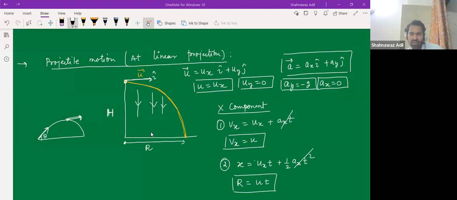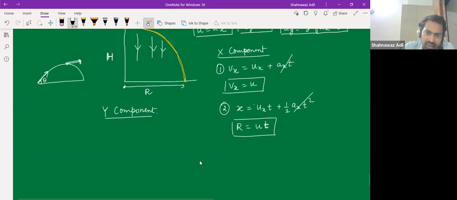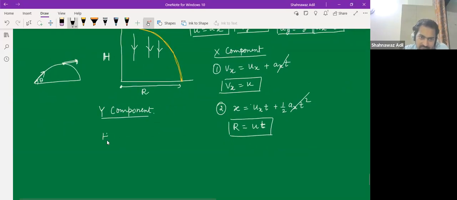Yeah. So this is range, and this is u, and this is time, right? So we want to calculate what this t is. But we know that this is h, right? So from H we can calculate it. Abdul got disconnected. So from the Y component, we can calculate the time, right?